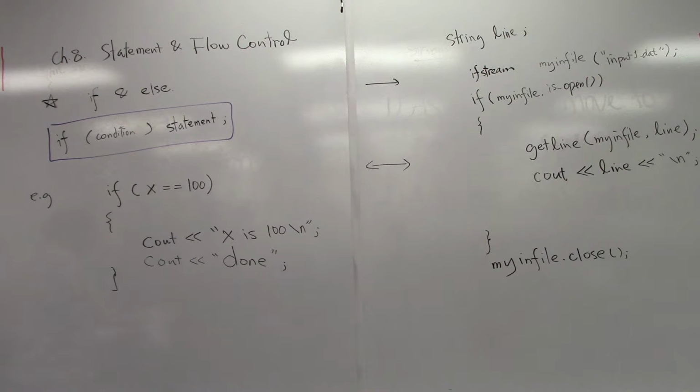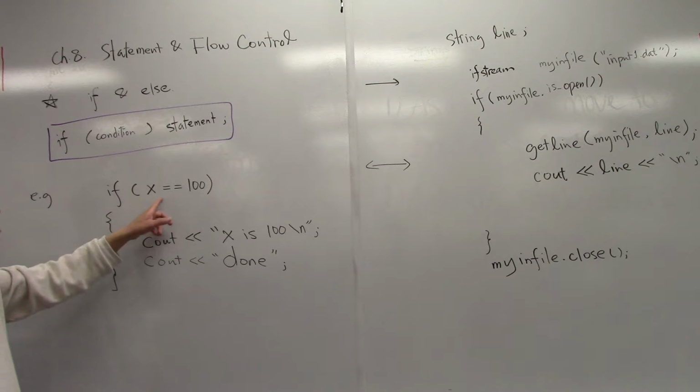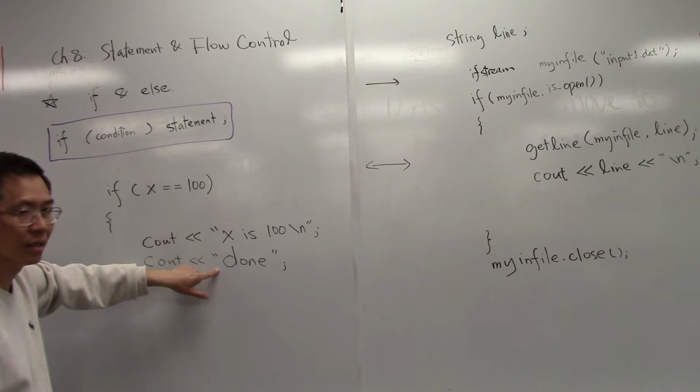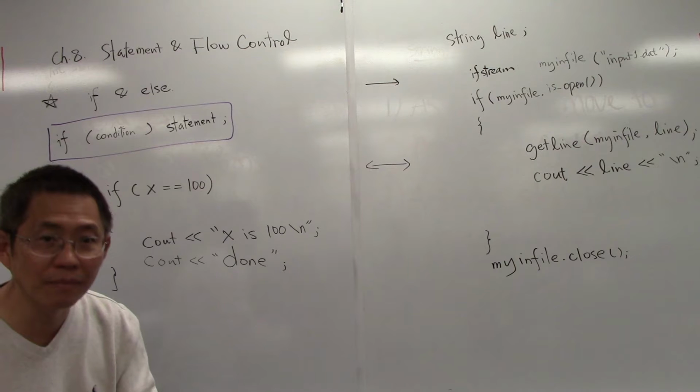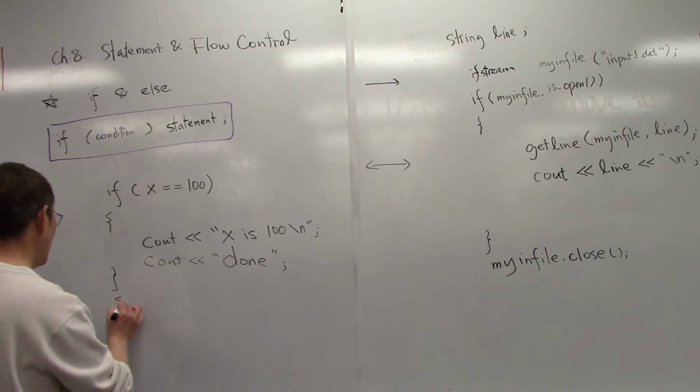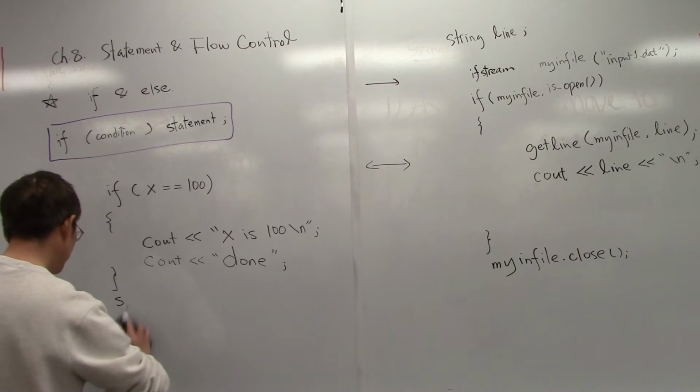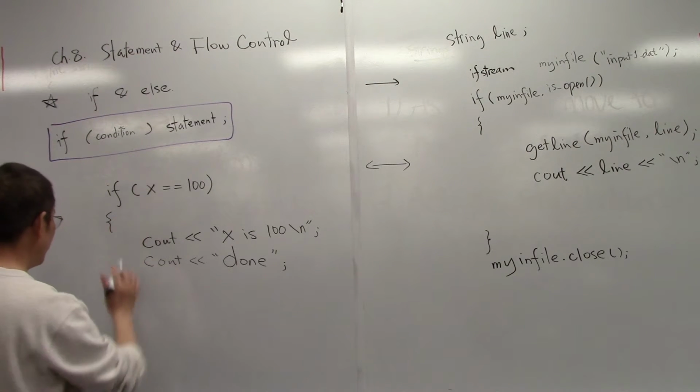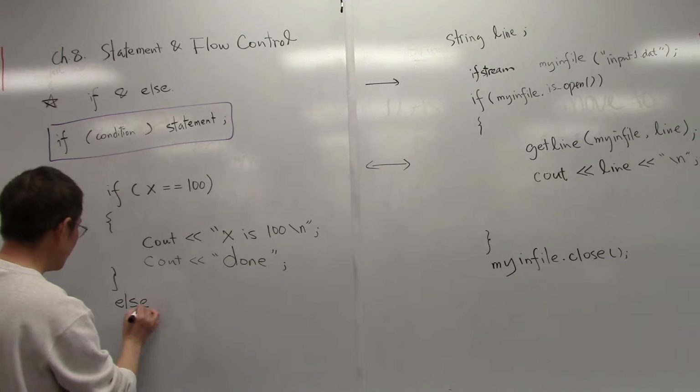Okay, so this is the if statement, simple enough. Well, sometimes we want the if statements to be more complex. We want to do a two-condition thing. Let's say if x is indeed 100, we want to do that. If it's not, we want to do something else. You can achieve that by adding the else statement. So if and else together.